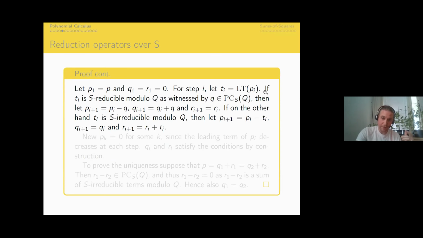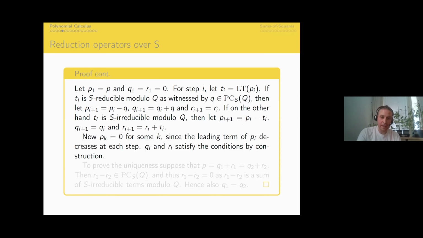Okay, if it is reducible as witnessed by some q that's provable, then we get the pi plus 1 by subtracting this q from the pi, adding this q to qi to get qi plus 1, and ri plus 1 is the same. If on the other hand it's irreducible, then we subtract it again from pi, leave the qi as it is, and just add it to the sum of irreducible terms.